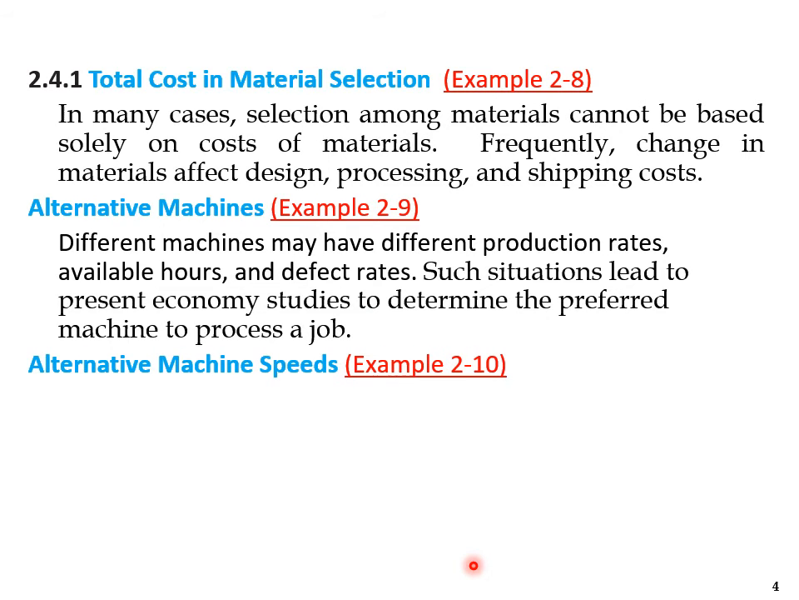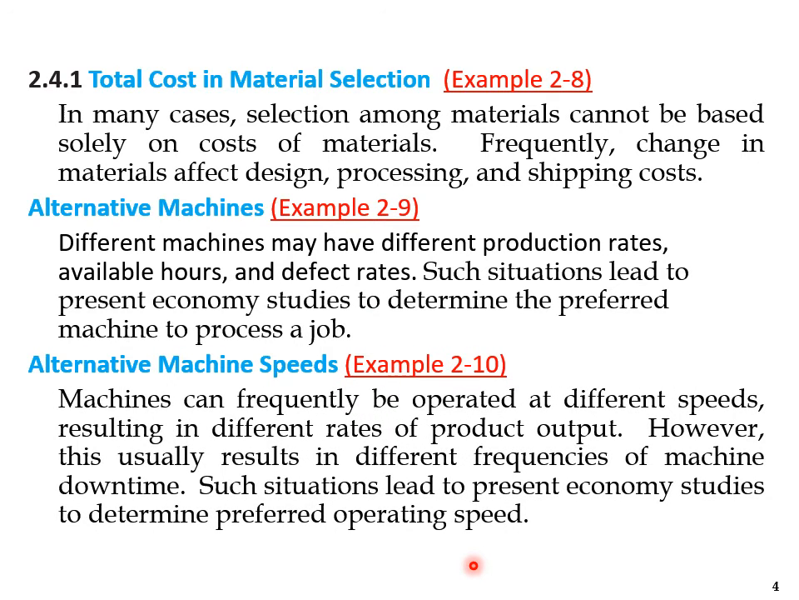Another example is example 2.10, in which the speed of the machine is optimized. So usually machines can be operated at different speeds. But when you adjust the speed, when you increase the speed, your production rate is increased. You can produce more products in a given time. Okay, production rate means how many products you are producing in a given time.